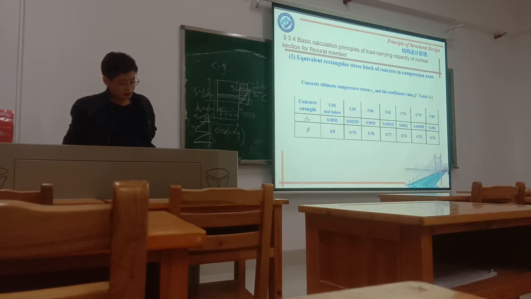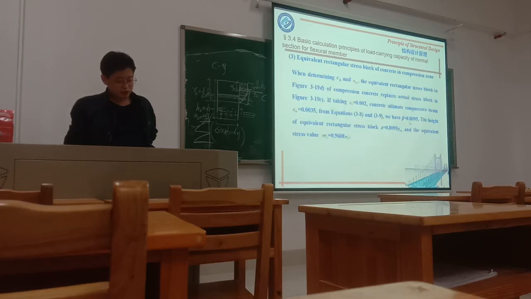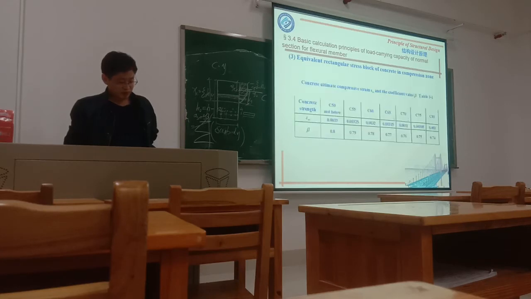And once we got this value, bam, you got this value. See here, they use 0.8. Actually, just now we got 0.8095. They just neglect those parts and use 0.8. So this value you can find in the code.